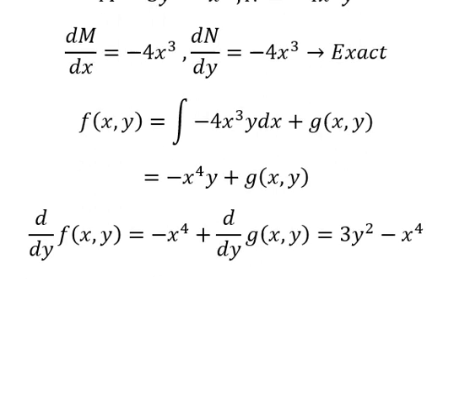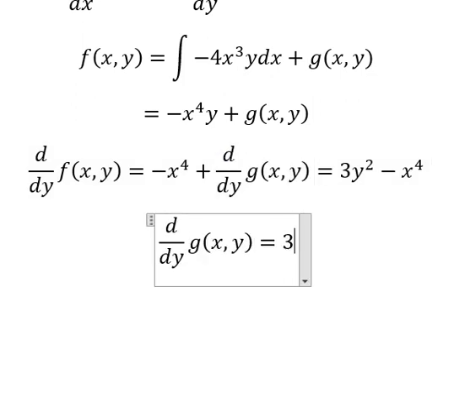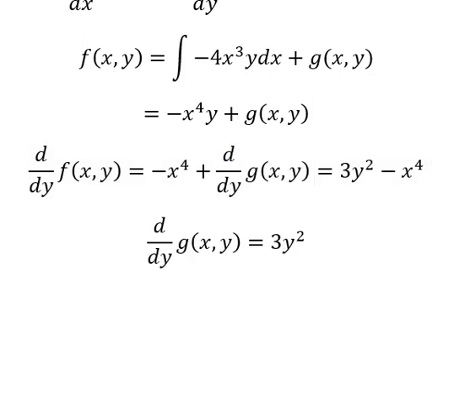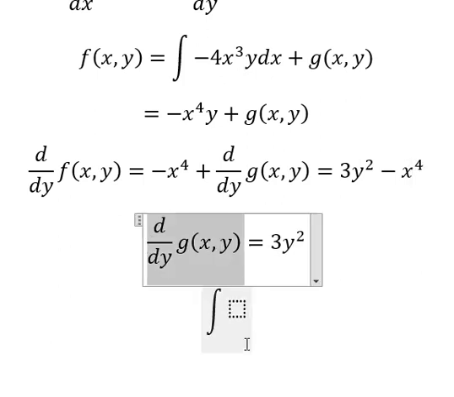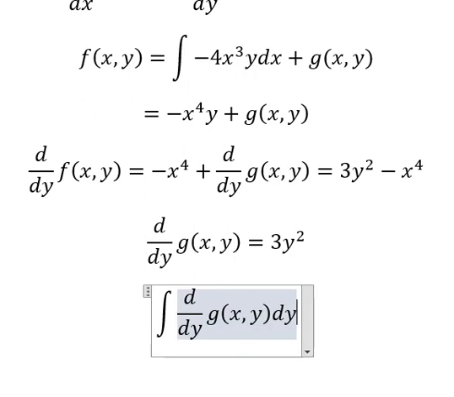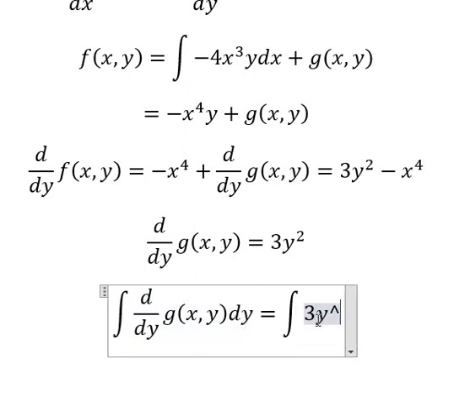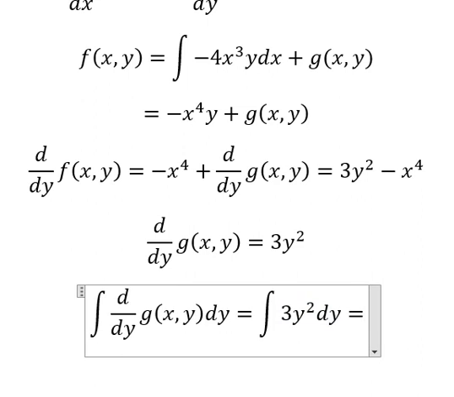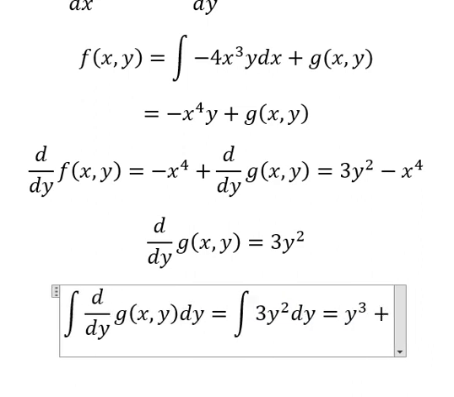Now we need to simplify, subtracting s to the power of 4 from both sides, and we have it like this. So we need to put the integration on both sides. This one we have y to the power of 3 plus c.